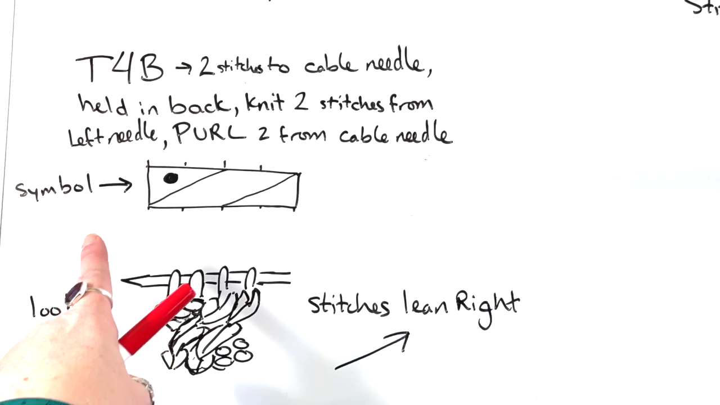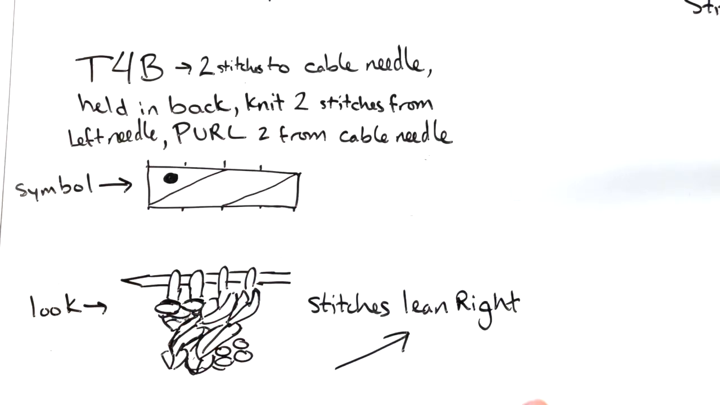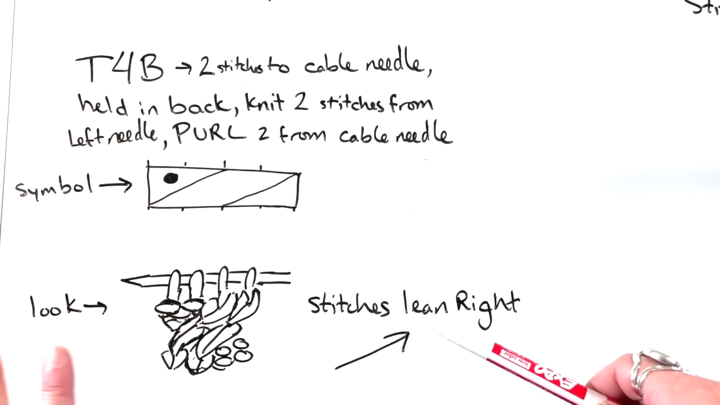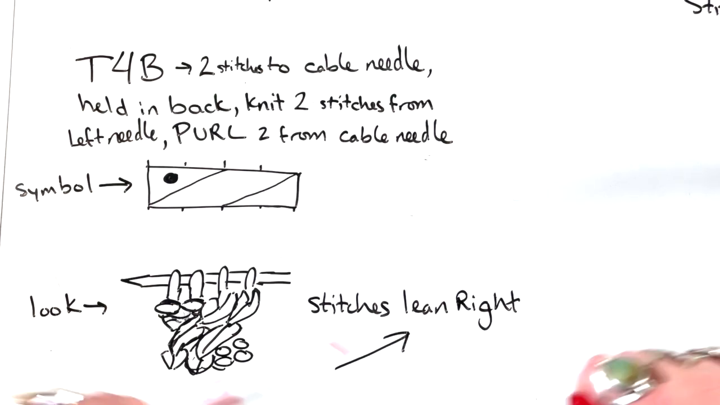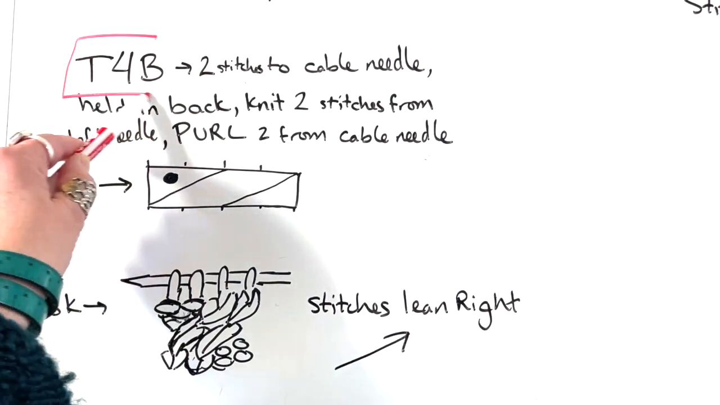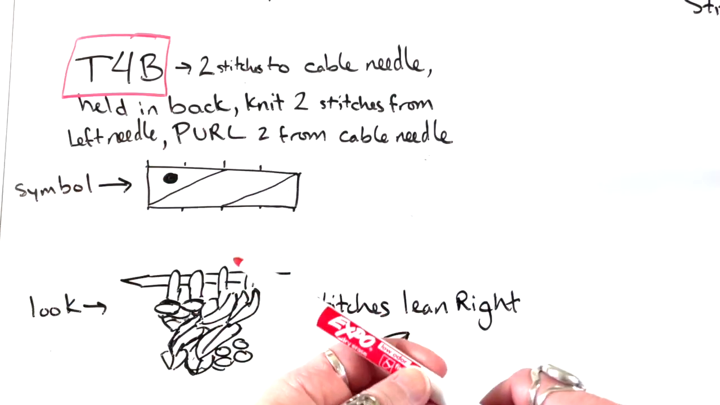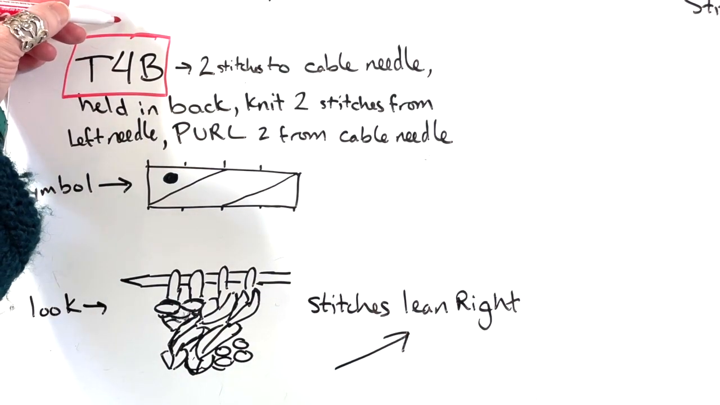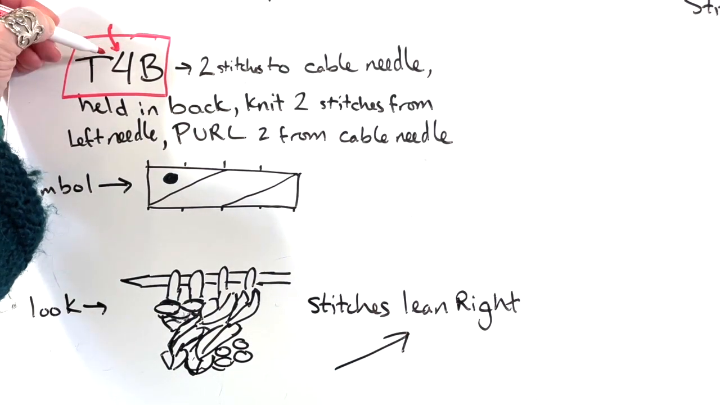Let's take a look at what a T4B will look like in terms of words, symbols, and actual pictures. So a T4B, you're going to take 2 stitches onto your cable needle. Again, remember you divide this number.